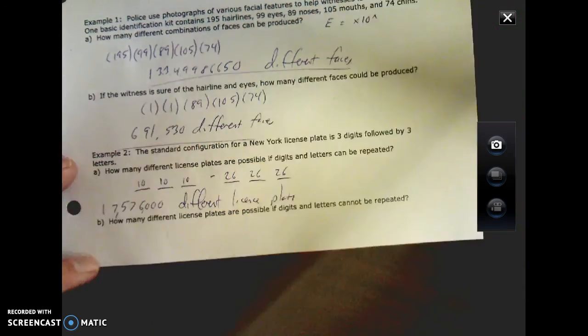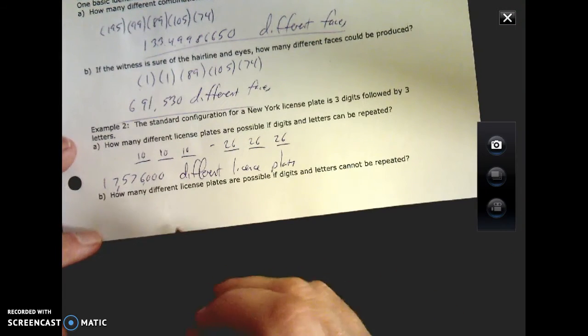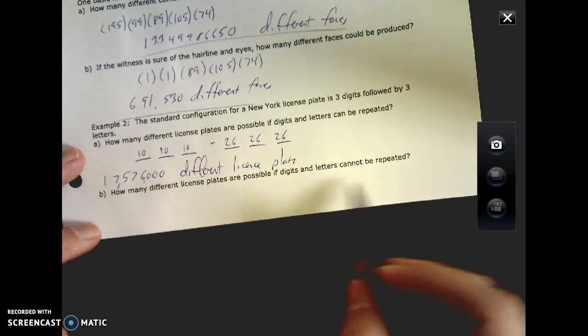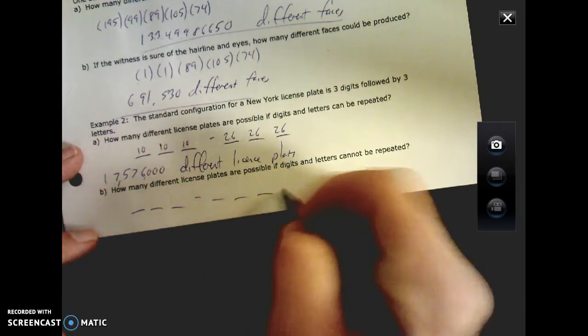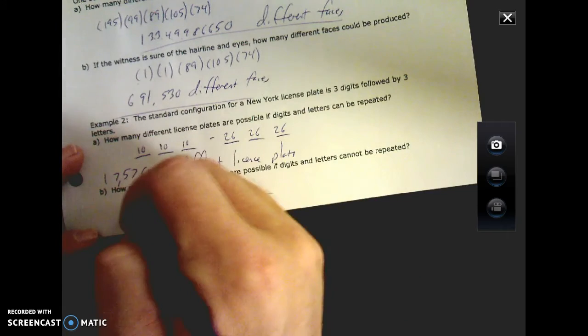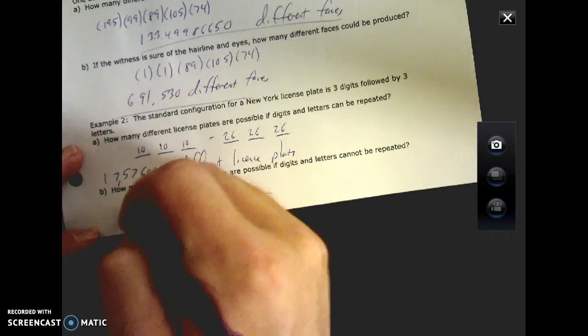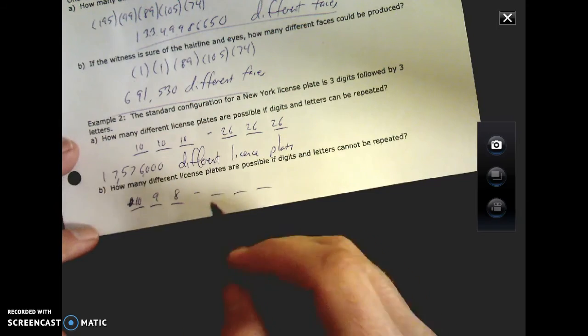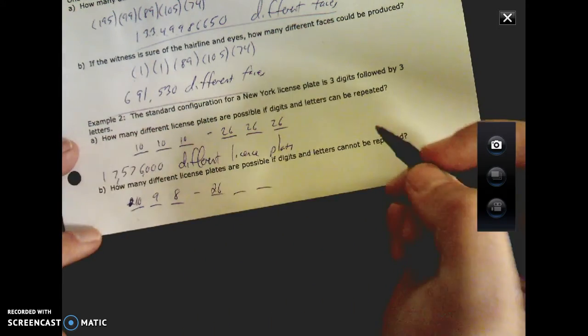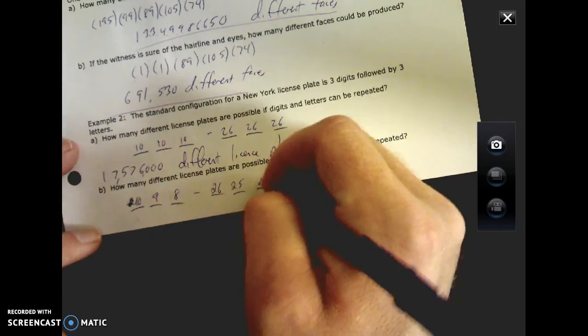Okay. So it says for part B, how many different license plates are possible if digits and letters cannot be repeated? Well, same setup. 10, 9, 8. Because what that's saying then is, if I use an example first, like say 9, I can't reuse 9, so now I'm down to only 9 numbers left. As far as letters go, you have 26 to begin with, then 25, then 24.